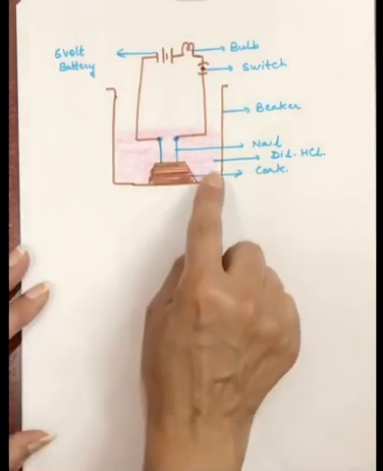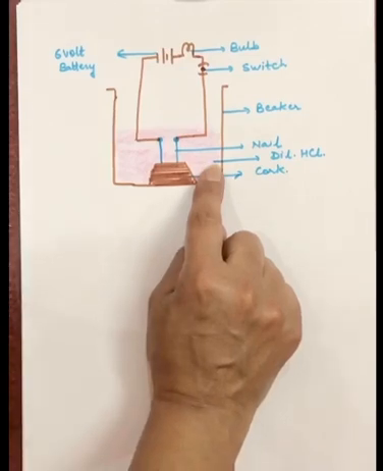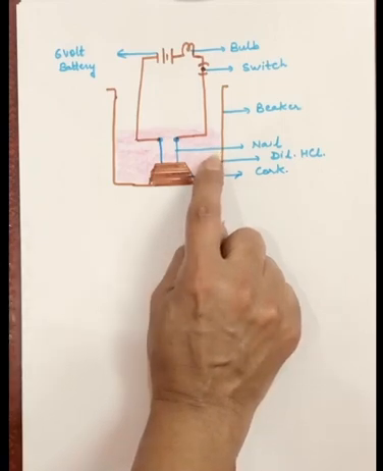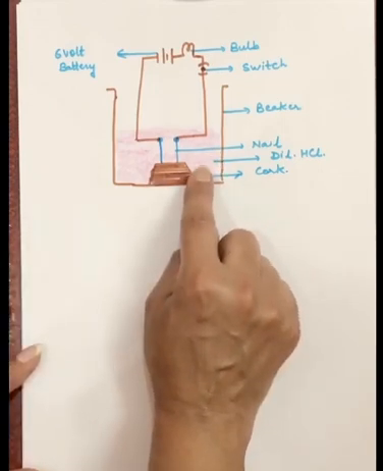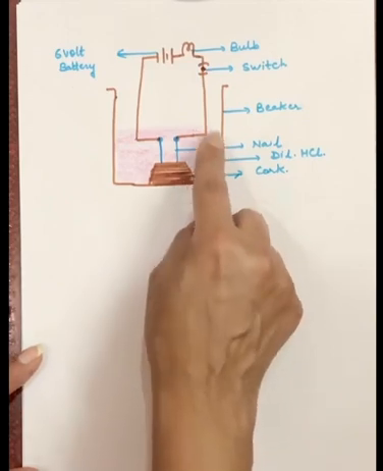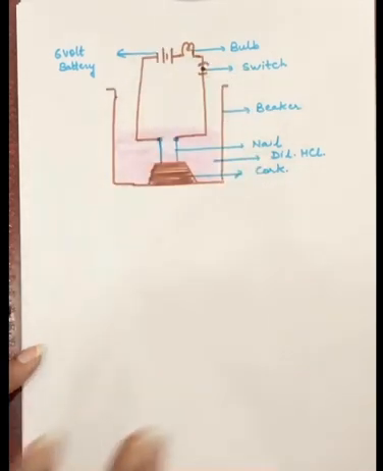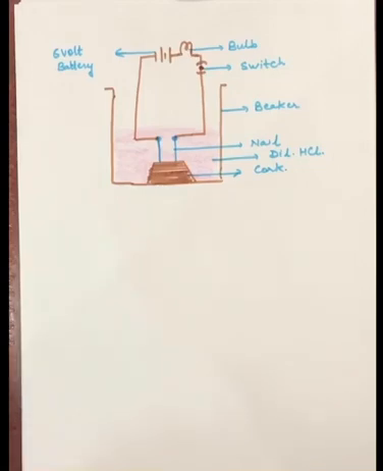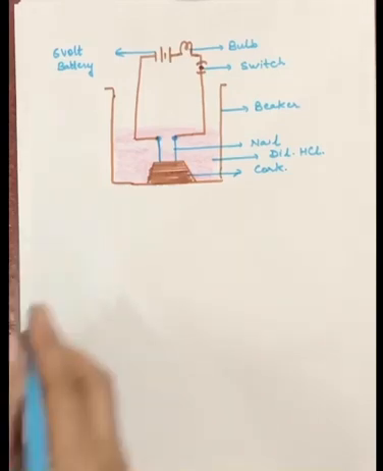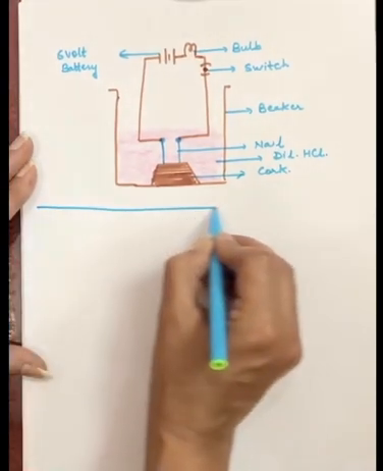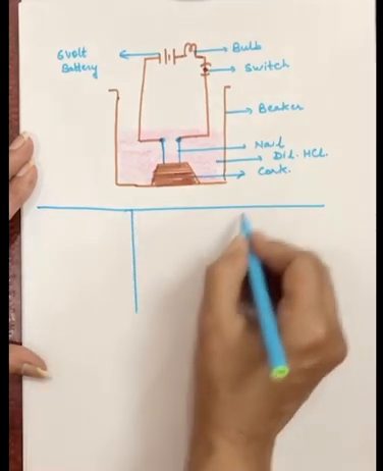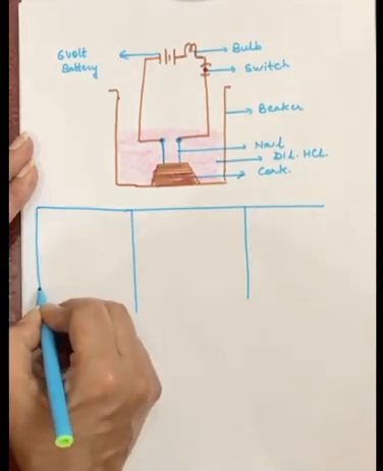That means if this HCl will dissociate into ions, that is, it will produce H plus ions on dissociation, then only ions will conduct electricity. If ions will not be there in the solution, then the electricity will not be conducted and the bulb will not glow. Now we are taking how many solutions here? 4 solutions we are taking. So I'm making a table of these 4 solutions.